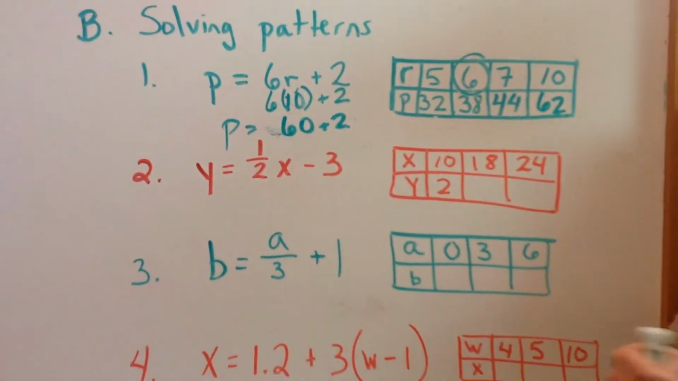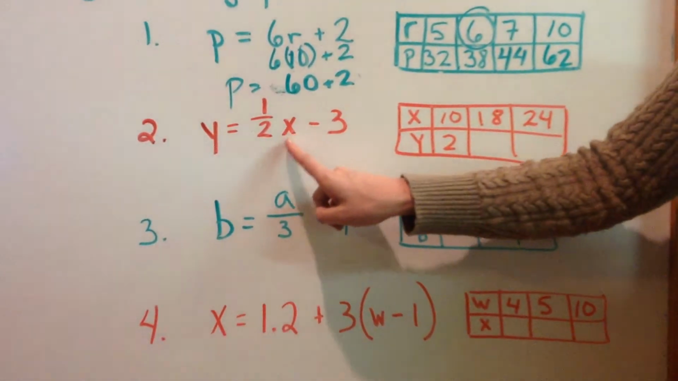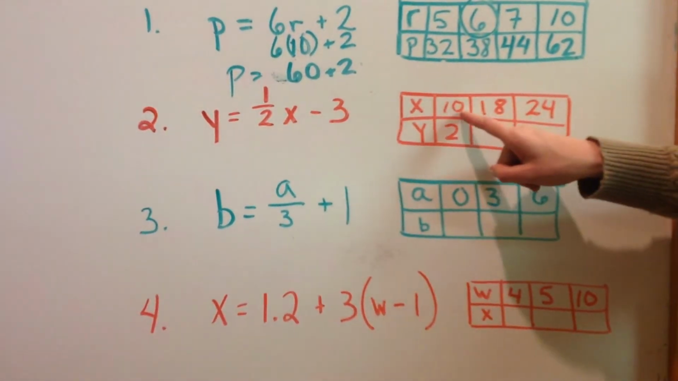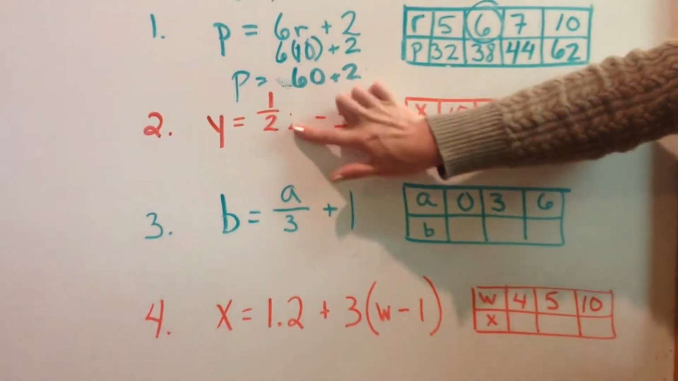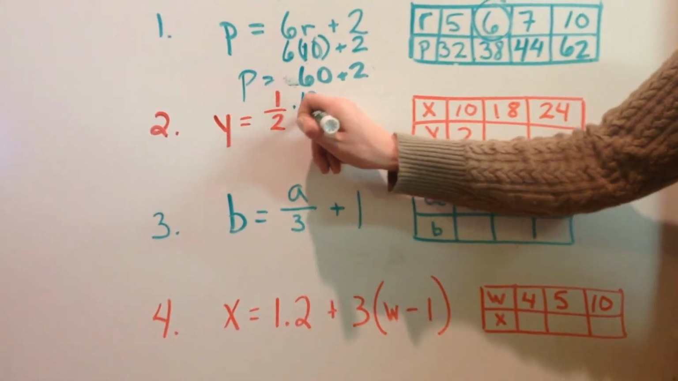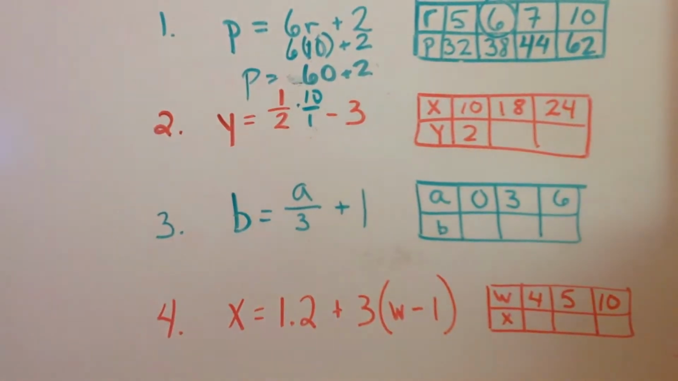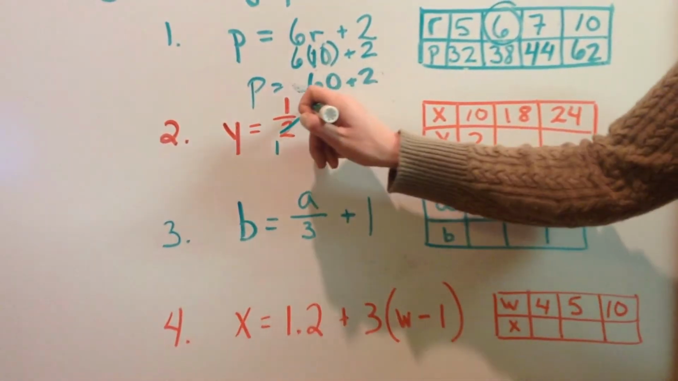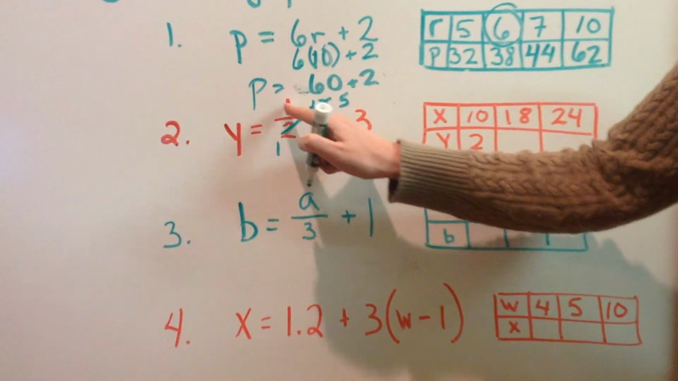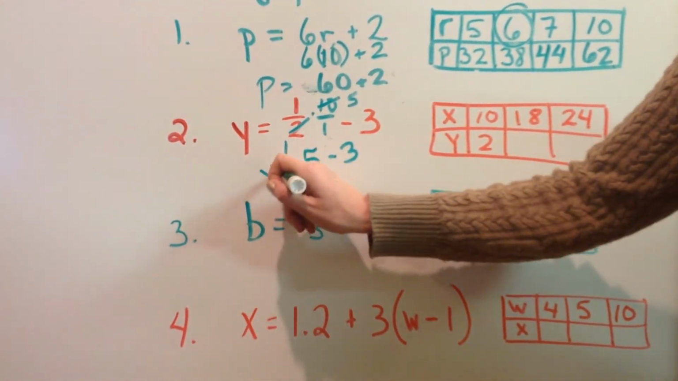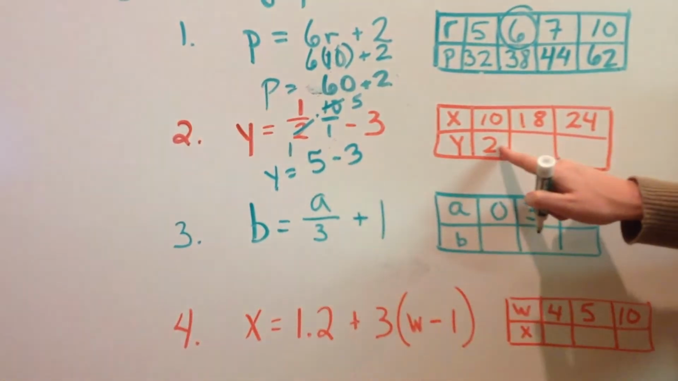That's one type. Another type you're going to see today is when you're going to be multiplying by fractions. So first it says that x equals 10, so I'm going to replace my x with a 10. So it's a multiplying 10, so it's 10 over 1. So we're going to do a little cross canceling. 2 goes into 2 one time, and 2 goes into 10 5 times. 1 times 5 is 5. And 5 minus 3 is 2.